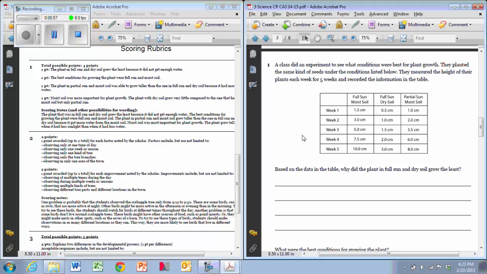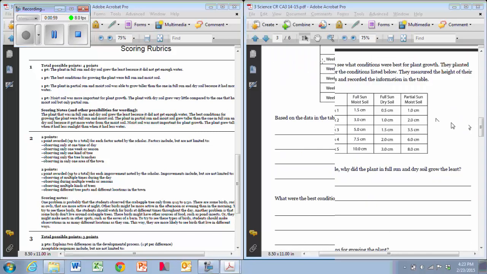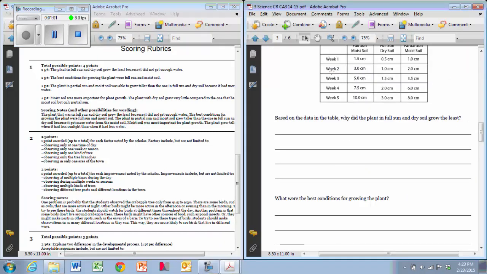So the very first part is asking scholars to draw a conclusion about why a certain plant grew the least, and they should note that the full sun, dry soil plant grew the least because it did not get enough water. And so if they note that, they get 1 point for this first section.